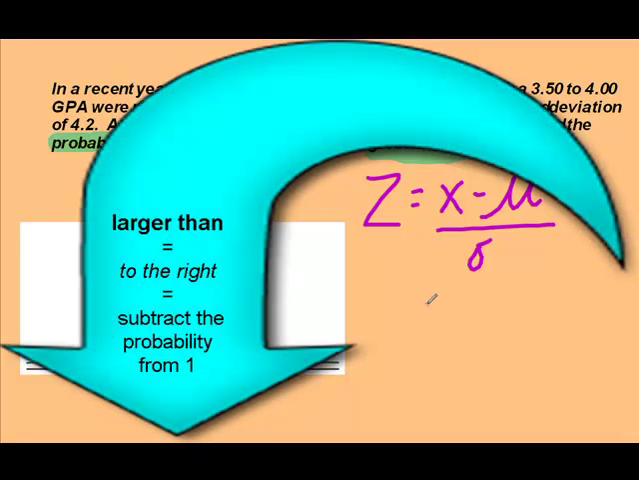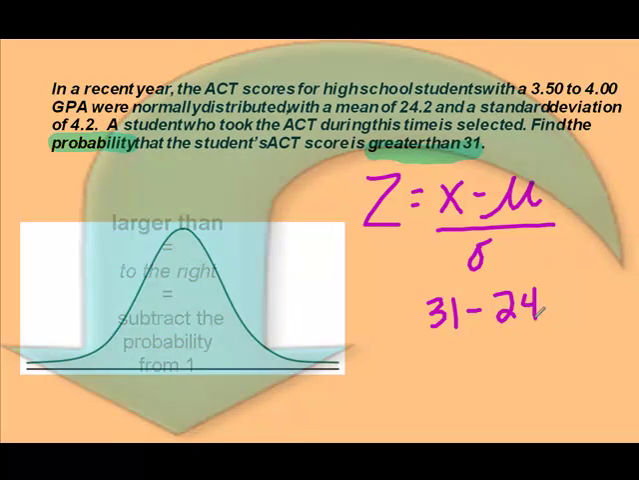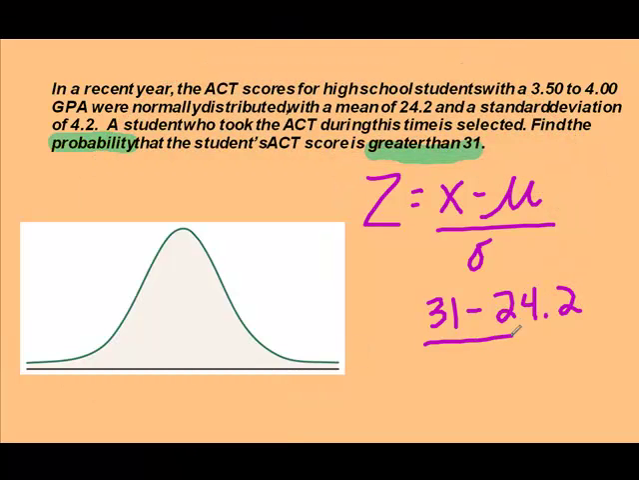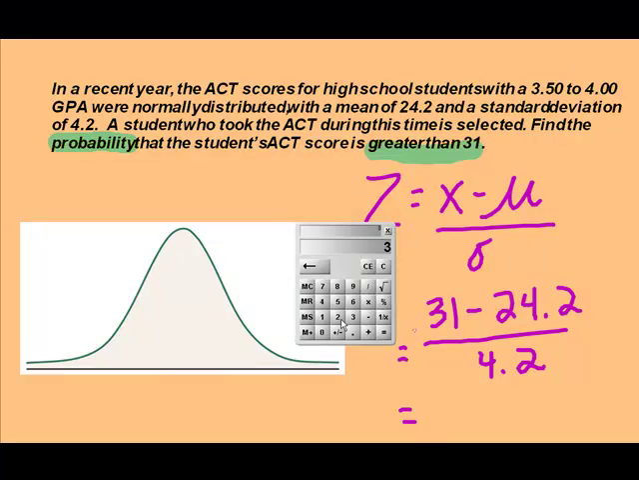X is what we want, 31. The mean was 24.2. Our standard deviation was 4.2. What is the z-score? 31 minus 24.2, divided by 4.2, to 2 decimal places, equals 1.62. What does that look like?